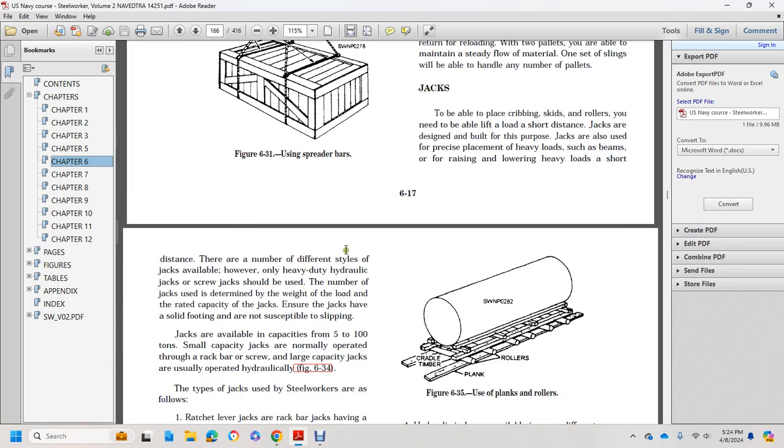This is the number of the different styles of jacks available, including heavy-duty hydraulic and screw jacks. The number of jacks should be even. Determine the weight of the load and the rated capacity of the jacks. The jacks should have solid footing and not slip. Jacks are available in capacities of 5 to 100 tons.